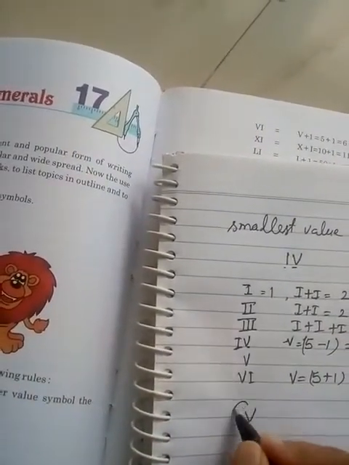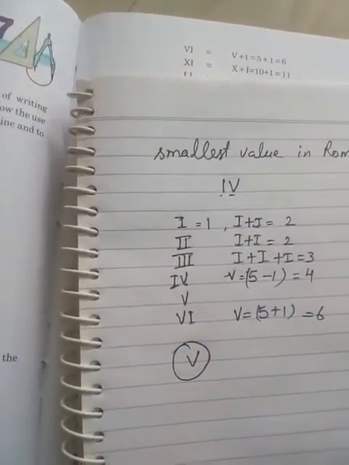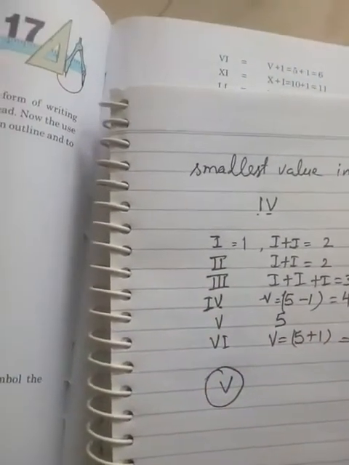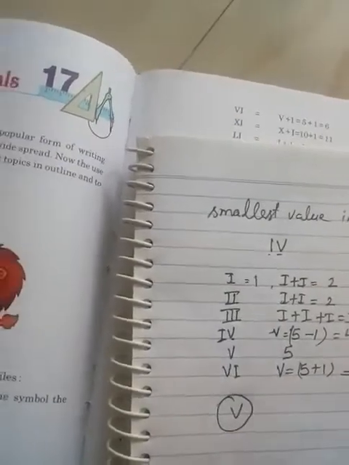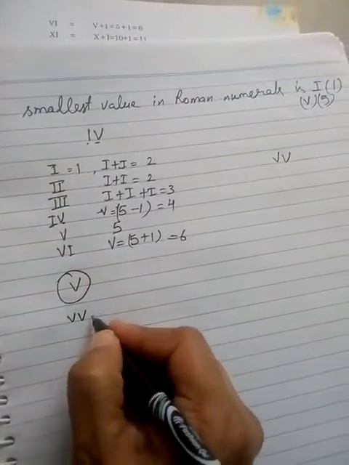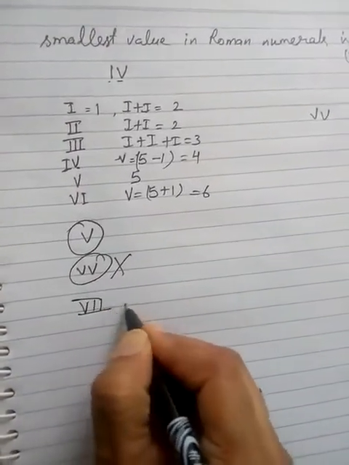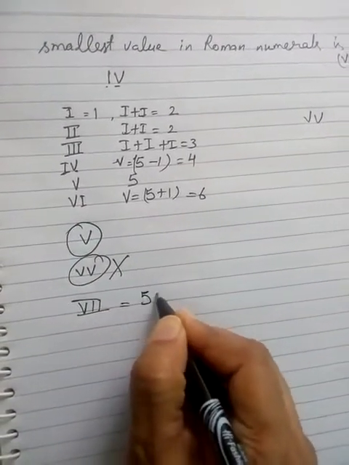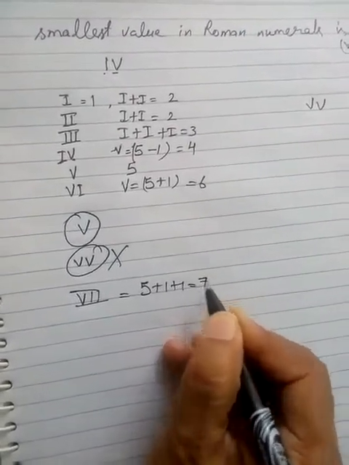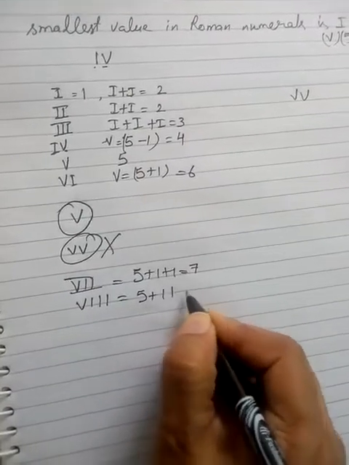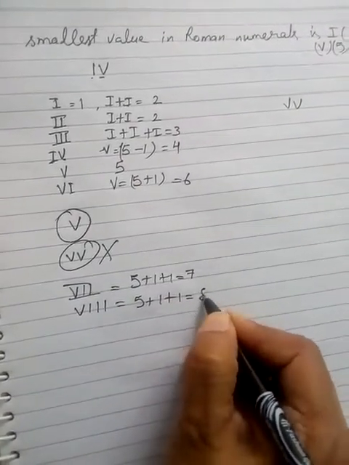You can't repeat V. V means 5. You can't repeat 5. That means V and V is wrong. Okay, so go through with the 6. After that 7. That means 5 plus 1 plus 1, 7. That means 5 plus 1 plus 1 plus 1, 8.